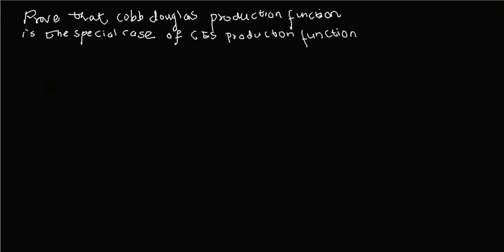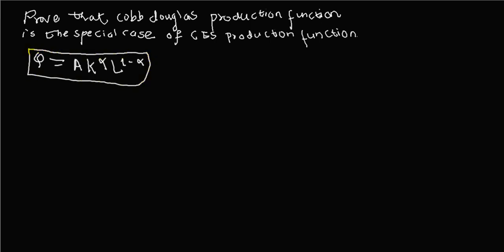Let us write the general form of Cobb-Douglas production function. Q equals A K^alpha L^(1 minus alpha). This is what we are intended to prove from CES production function.